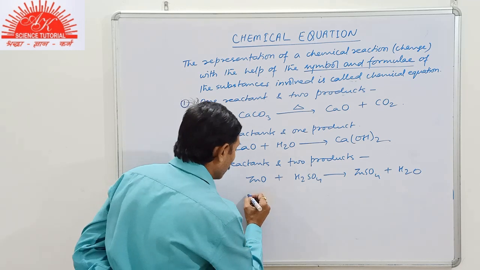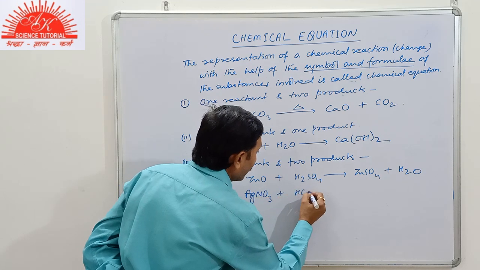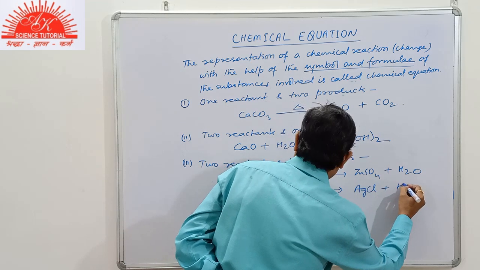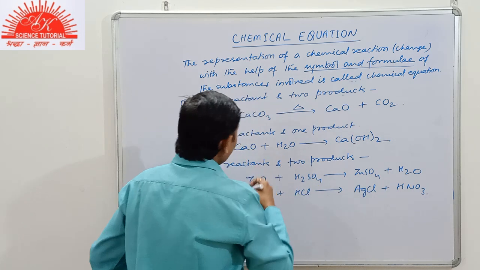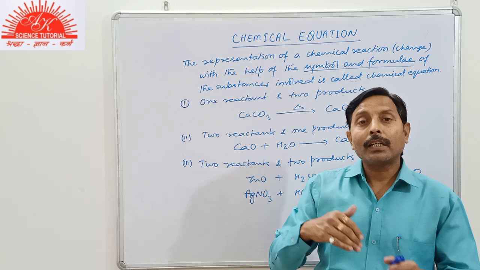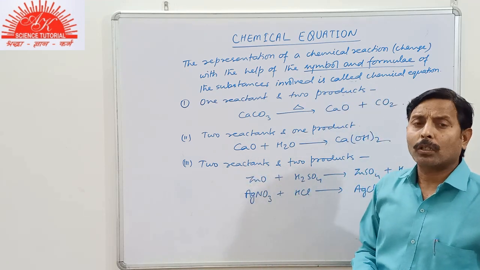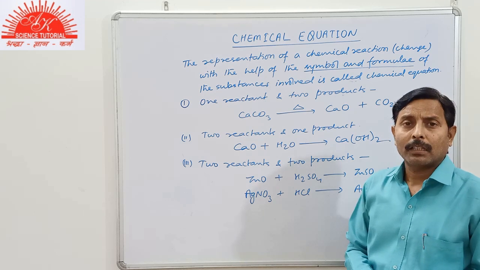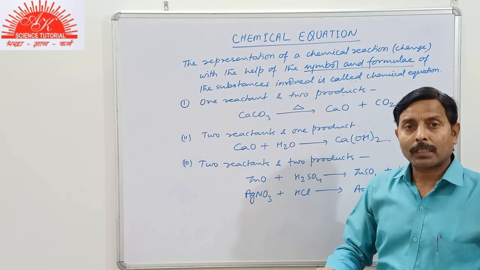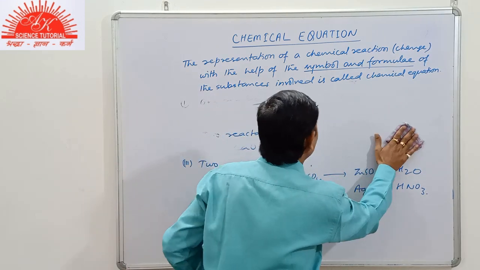Take one more example for this. Suppose we take silver nitrate plus HCl. It gives AgCl plus HNO3. So in these cases you see, there are two reactants giving two products. There may be many other types also. There may be more than two reactants giving several products. There may be a single reactant giving more than two products. So there are different types of chemical reactions.